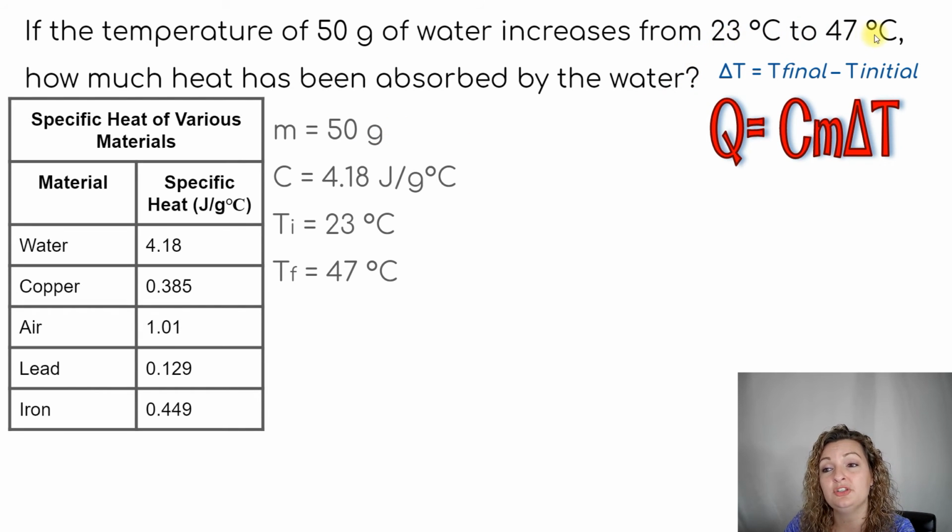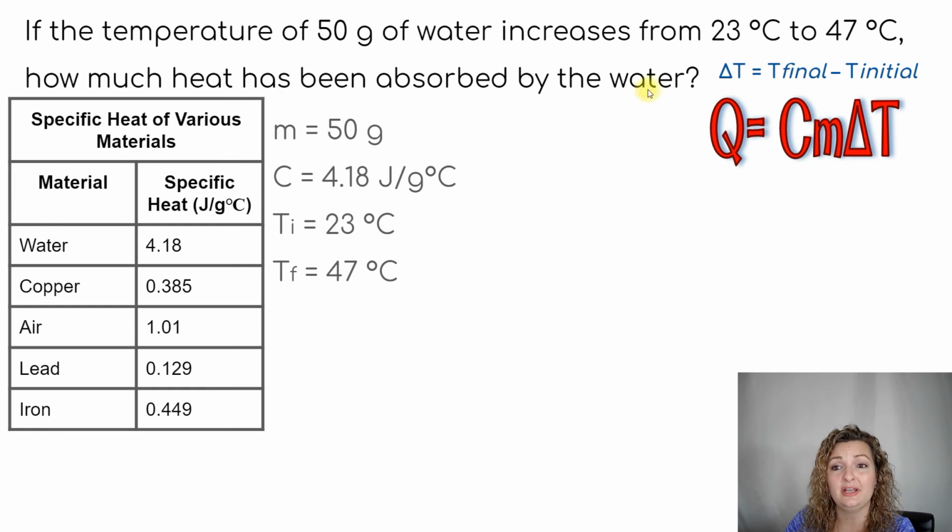Now we can see our temperatures right here. It says we increase, so we know we're increasing thermal energy, so our answer should be positive. If it's not positive, we did something wrong and we need to go back and check our work. We're going from 23, that's our initial, and we're going to 47. So that's going to be our final temperature. Go ahead and notate those.